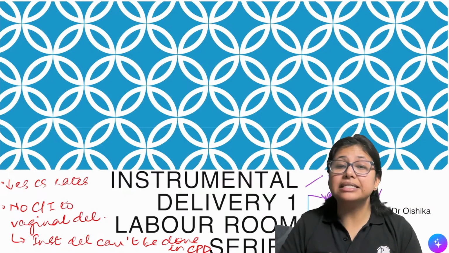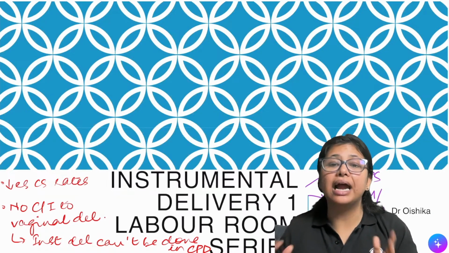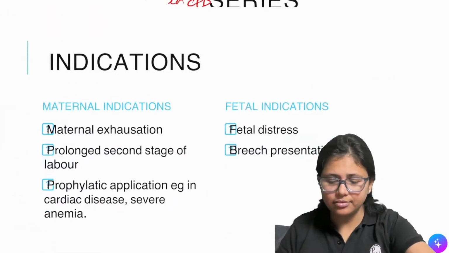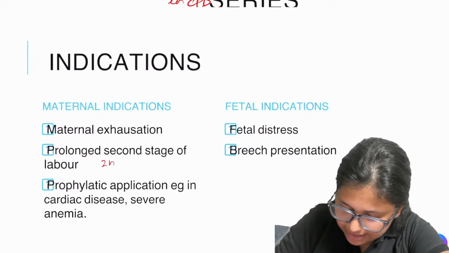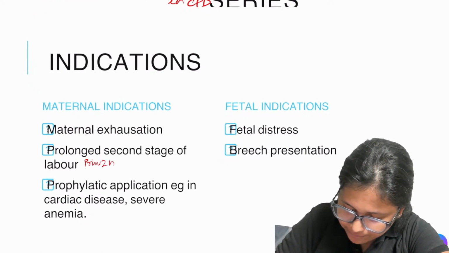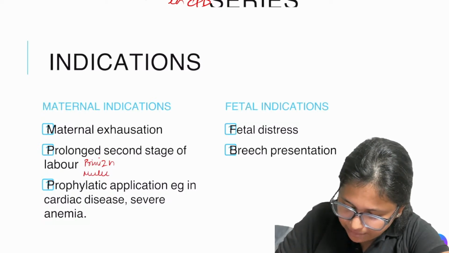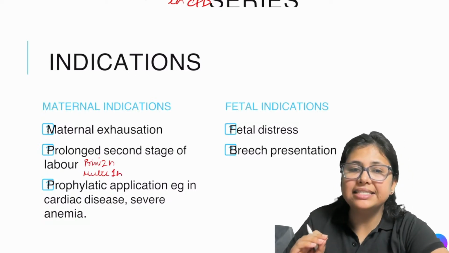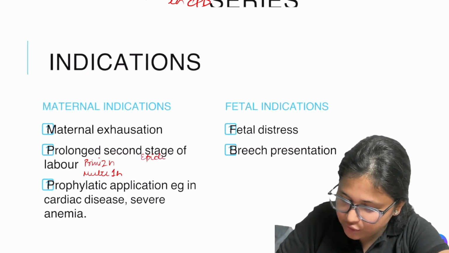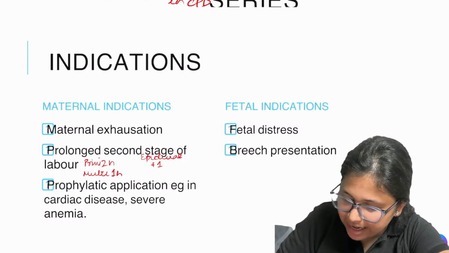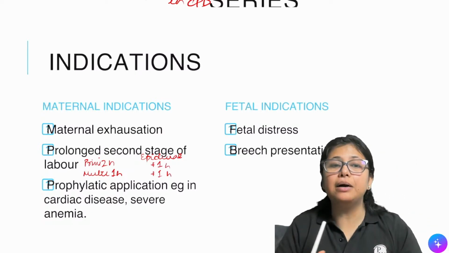Or if the mother has been in the second stage for very, very long. The duration of second stage is what? 2 hours in primigravida, and in multigravida 1 hour. So this is the amount of time that we are allowed in the second stage. If she has epidural, then we can allow 3 hours in a primigravida and 2 hours in a multigravida.